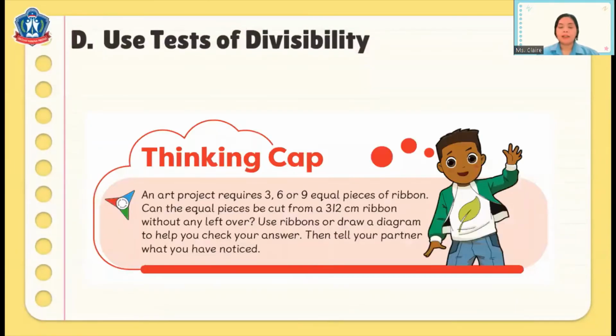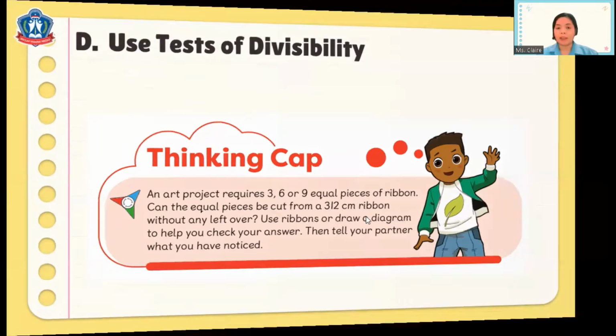Okay, an art project requires 3, 6, or 9 equal pieces of ribbon. Can the equal pieces be cut from a 312 centimeter ribbon without any leftover? Okay, children, try to compute this one and give your answers during our class.